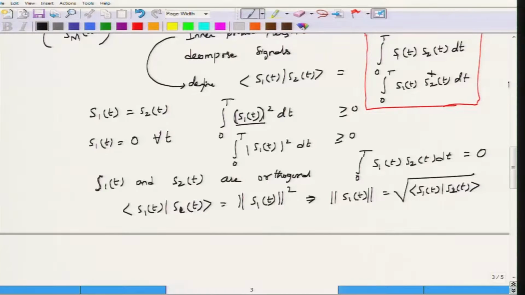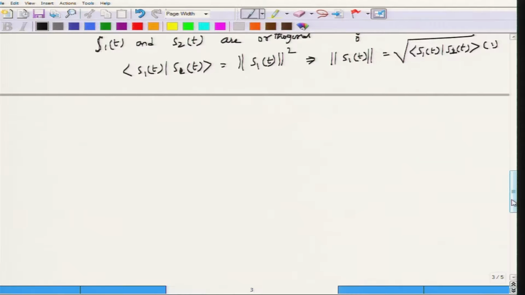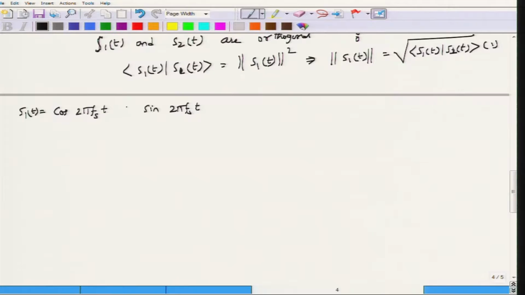So, I can put this length into this expression. So, the length from equation 1 I can put into equation 2 in the denominator and obtain this unit signal phi S1. As an example, consider this signal which is cos 2 pi fs t and another signal sin 2 pi fs t. Call this one as S1 of t, call this as S2 of t.